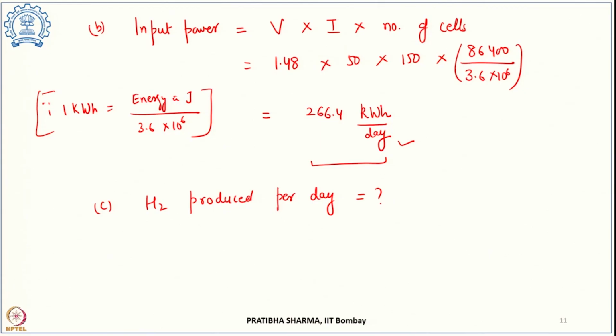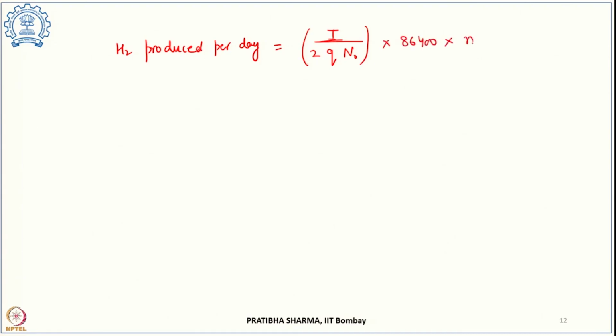Now, to find out that much amount of hydrogen per day, we can write it as, this is current divided by the number of electron transfer, charge on the electron, Avogadro's number, N naught, and this will give us hydrogen produced in kilomoles per day.